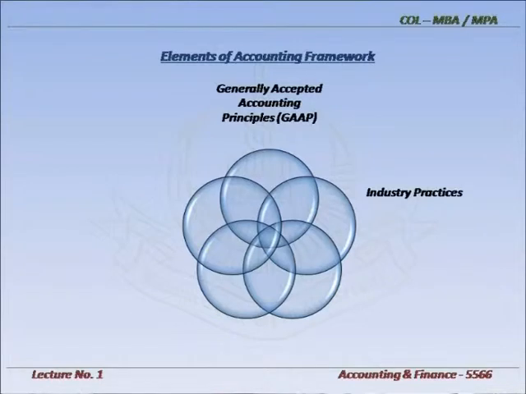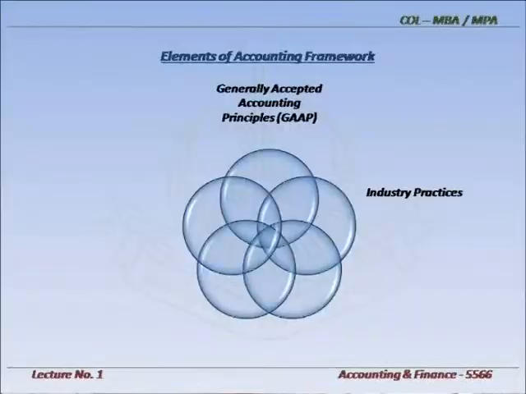The second element is the industry practices. These are the accounting practices and principles evolved to cater to the specific needs of a particular industry. Its application is purely dependent on the nature of business. For example, if an industry practice is concerned with the retailers, then only retailers have to follow that practice and not the manufacturers.